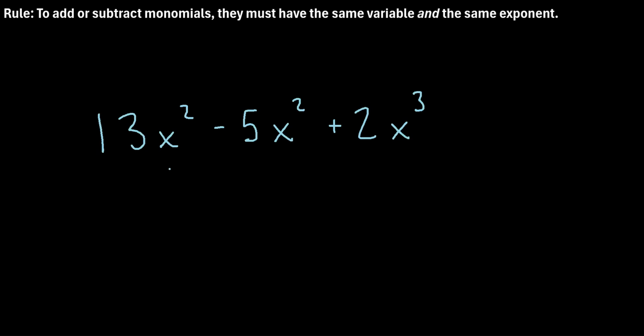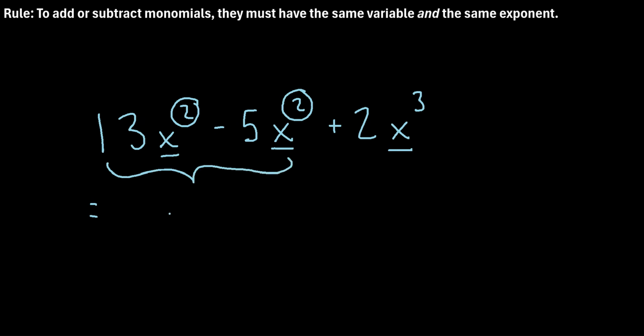All right, let's try this one. We have 13x squared minus 5x squared plus 2x to the third. So we'll notice that all three terms have an x, but only these first two terms have an x raised to the same power. They're both to the power of 2. So we're allowed to subtract these two, but we can't add this one into the mix. So the final answer that we're going to get is just combining these two.